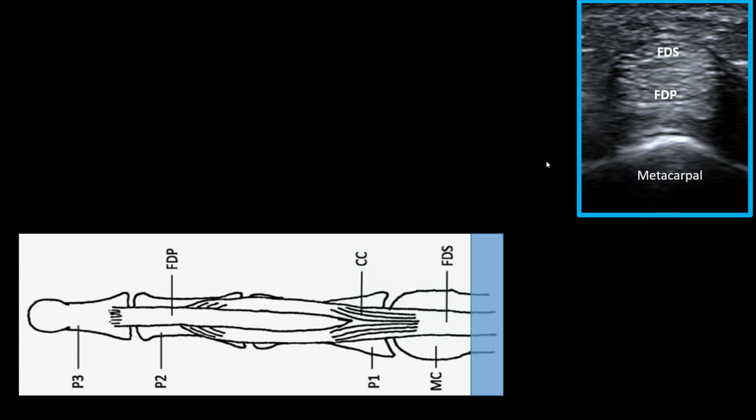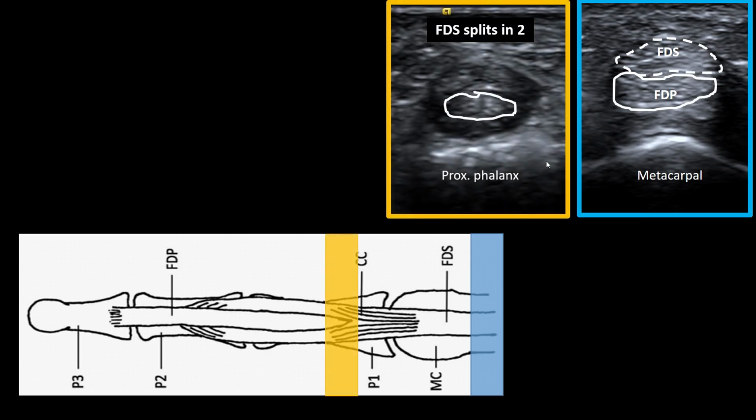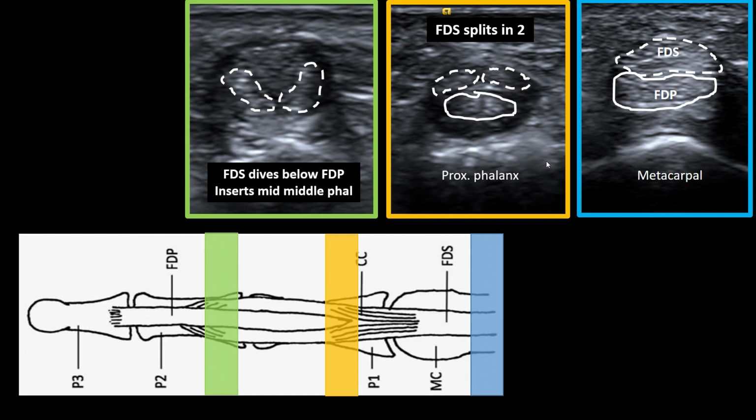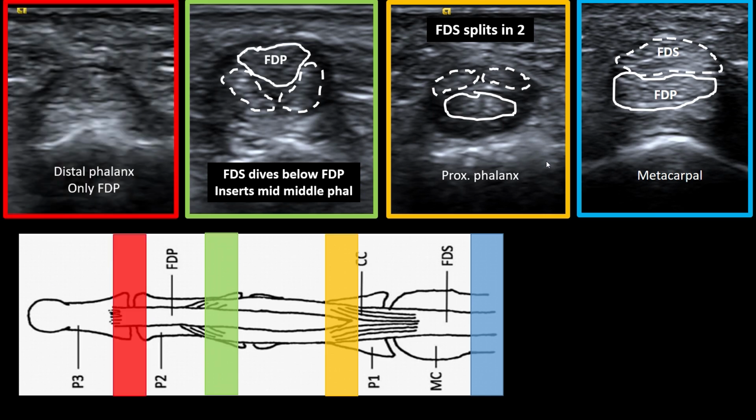If we look at it on ultrasound at the metacarpal level, you can see the FDS and the FDP relationship there. And then at the base of the proximal phalanx, you can see that the FDP is lower and now the FDS is split. You see that very zoomed in, with really good spatial resolution. As we move to the middle phalanx, you can see that the split FDS has now dived below, kind of spiraled below, and inserts onto the middle phalanx, and the FDP is now on top. And then at the DIP level, we just have the FDP.